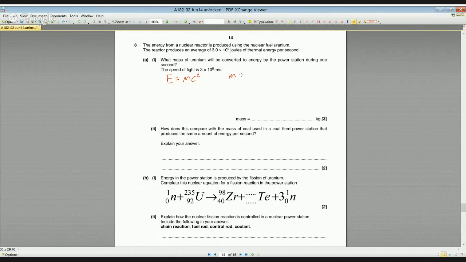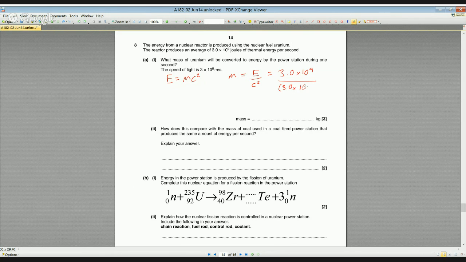So our mass equals, rearranging the equation, dividing both sides by c squared, mass equals E divided by c squared. So our E here is 3.0 times 10 to the power of 9 joules. And we're going to divide that by c squared. You've got to be really careful with brackets here.